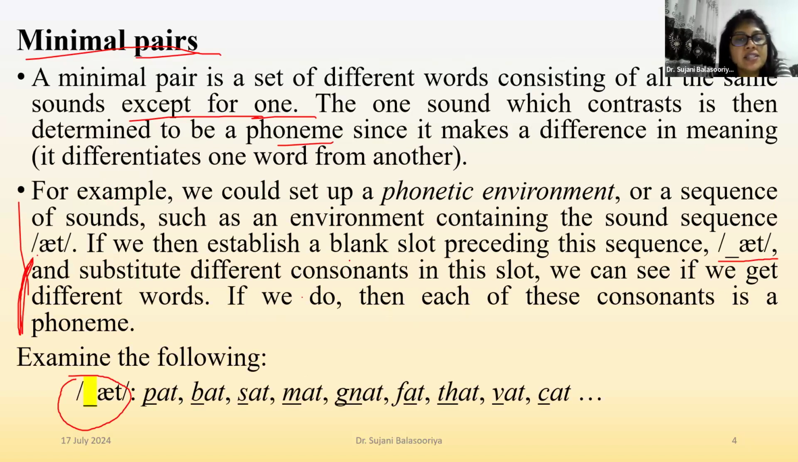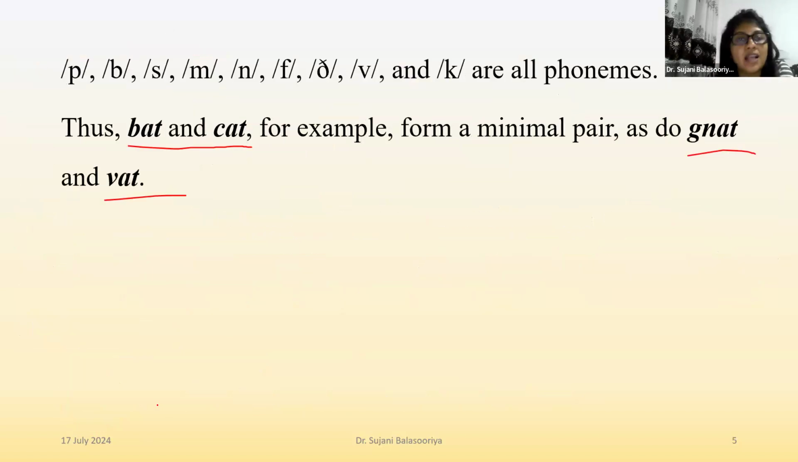If we establish a blank slot preceding this sequence, this atom, and substitute different consonants in this slot, which means p, b, s, m, etc., then we can see if we get different words. If we get different words, which means words like pat, bat, sat, mat, then what is the conclusion? These sounds, p, b, s, m, g, f, these are phonemes, as you can find here, right?